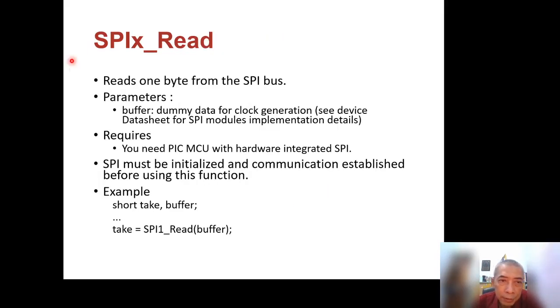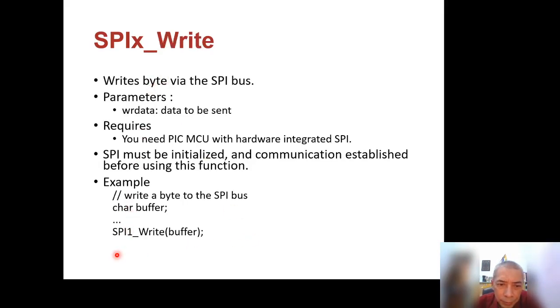So then we have SPI read. This is SPI1 or SPI2 to read a byte from the SPI bus. The parameter is buffer. This is dummy data for clock generation. Typically, short take equals SPI1 read buffer. That's it, so easy. And then write, SPI1 write bytes via the SPI bus. SPI must be initialized and communication established before using this function.